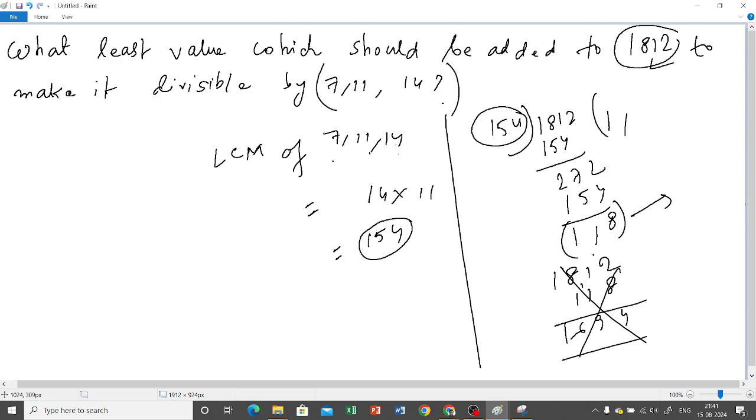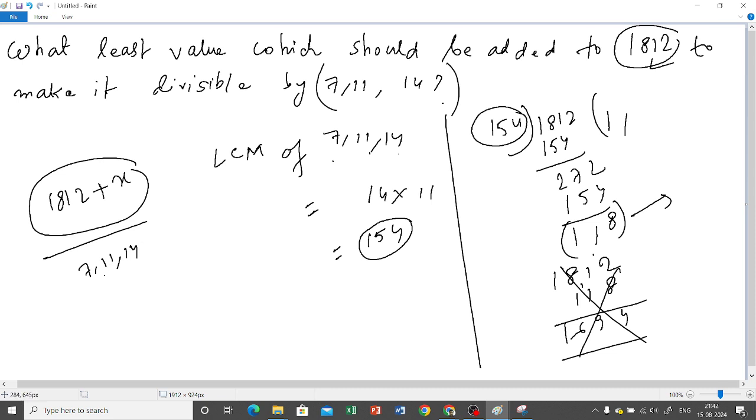We should try to visualize the sum. Number system is a matter of visualization. If you just get lost in numbers, you will be lost. So what least value should be added to 1812 so that it is perfectly divisible by 7, 11 and 14? This is the visualization.